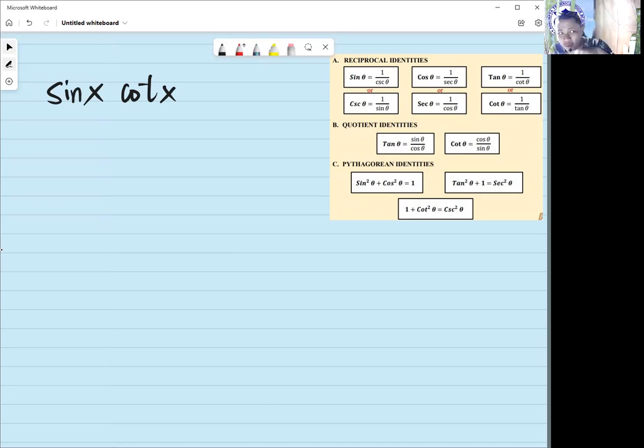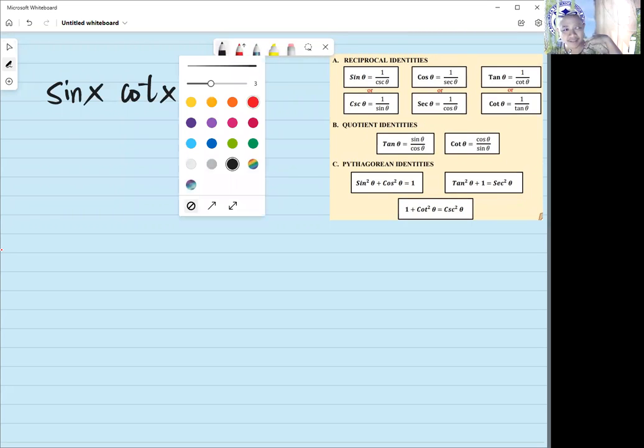Tandaan ha, lagi niyong tandaan. Pag may sine at cosine kayo, tas merong tangent or cotangent, laging may relasyon yun. Quotient identities, laging magagamit doon. Remember that. Okay? Now, let's change this.